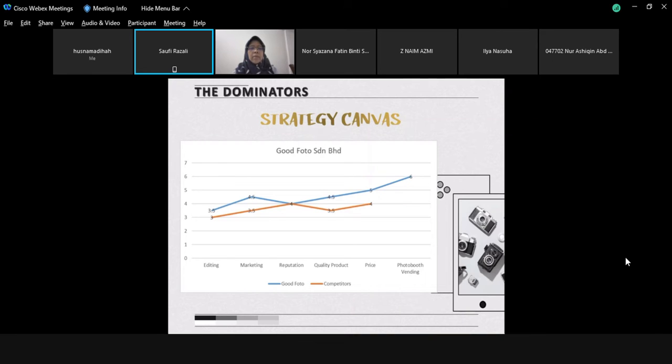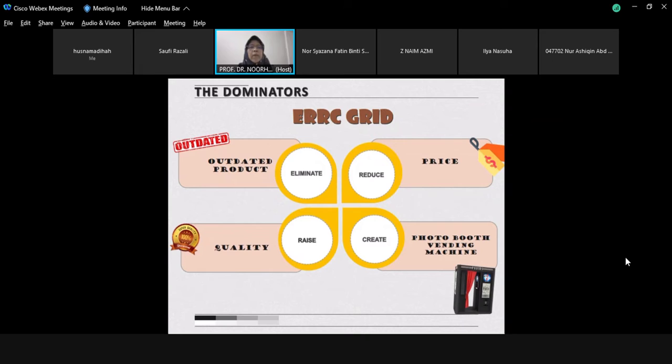Okay, let's show the ERRC. Ilya, can I see? How is this related to the strategy canvas, or is it not related? I'm not really sure. Hold on, Prof. Let me state my question again. Is the ERRC related to the strategy canvas?